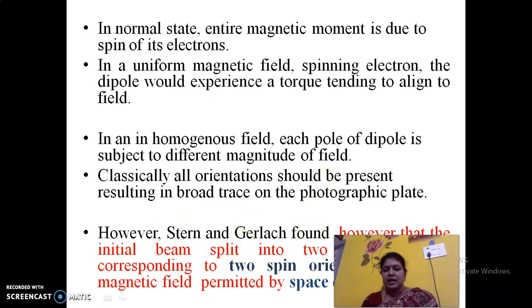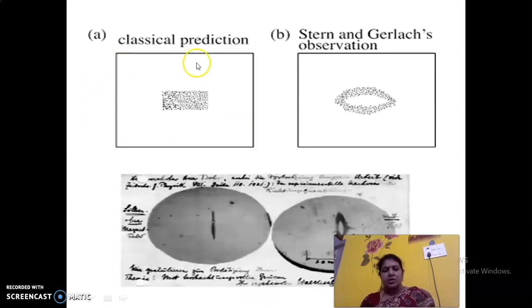However, Stern and Gerlach found that the initial beam got split into two distinct parts corresponding to two spin orientations in the magnetic field permitted by the space quantization. So this was the classical prediction, the expected result, but Stern and Gerlach observed that the trace got split into two distinct parts corresponding to the two spin orientations of ms equal to plus or minus half h cross. This is the experimental record found from the Stern and Gerlach experiment.